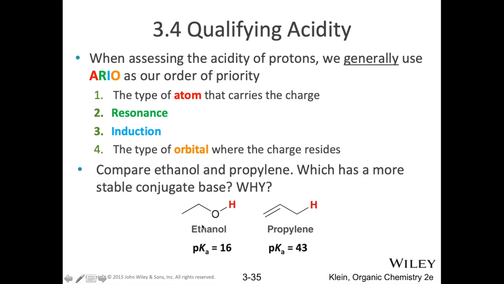Okay, so for example, if we compare ethanol and propylene, even though propylene would probably have resonance effects when you deprotonate that hydrogen and wind up with a negative charge on that carbon, that doesn't matter. The atom is the first thing you want to look at, and ethanol here is going to have a negative charge on an oxygen as opposed to a carbon. So that takes priority, and that's why ethanol has a lower pKa.